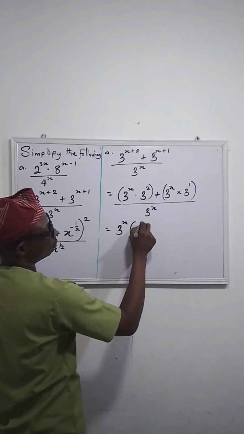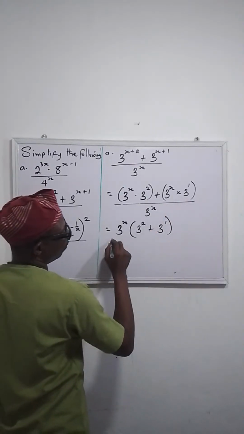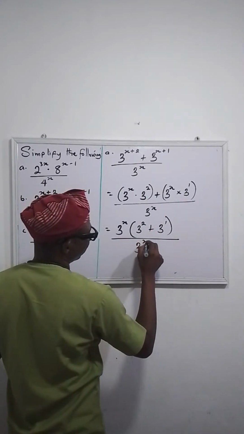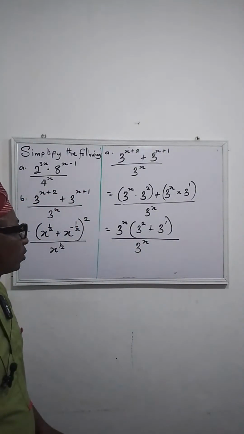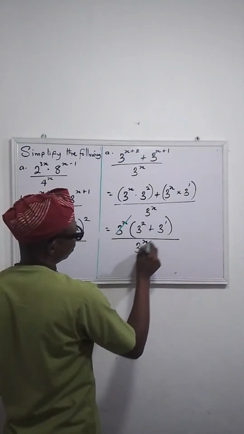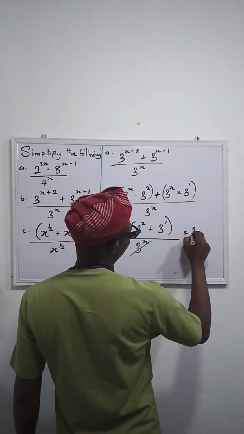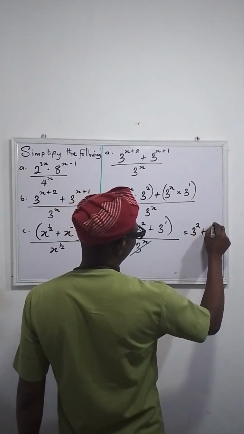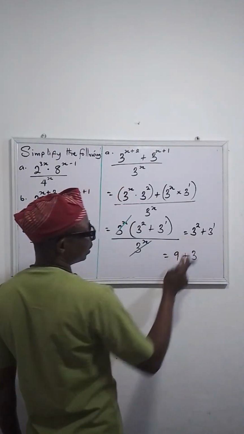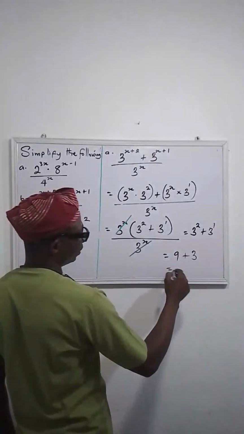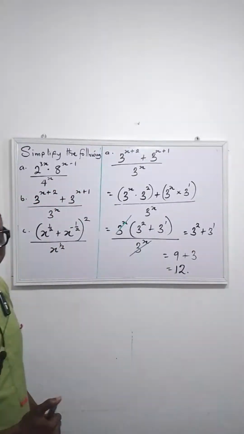3 raised to the power of 2 plus 3 raised to the power of 1, everything all over 3 raised to the power of x. Okay, can you see that now? So you have factored out the GCD. Now this will cancel this. So what we are left with is 3 raised to the power of 2 plus 3 raised to the power of 1. That's the same thing as what? 9 plus 3, because 3 times 3 is 9. And the final answer is what? 12. That is the answer to the problem.